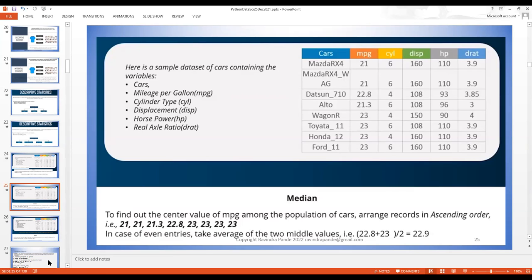So here what we are trying to do: for even entries, take the average of the two middle values, that is 22.8 plus 23 divided by 2, that gives us 22.9. So 22.9 is our median. We'll do it programmatically. Don't worry, I believe you'll understand then.